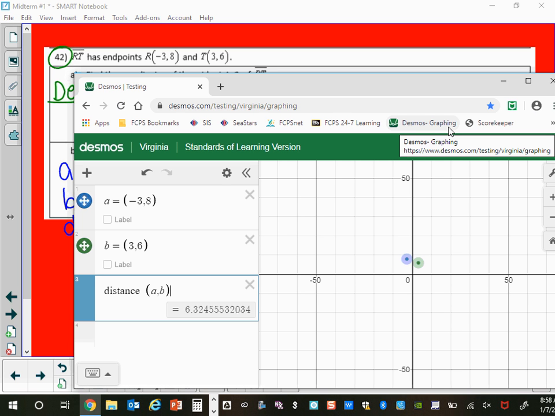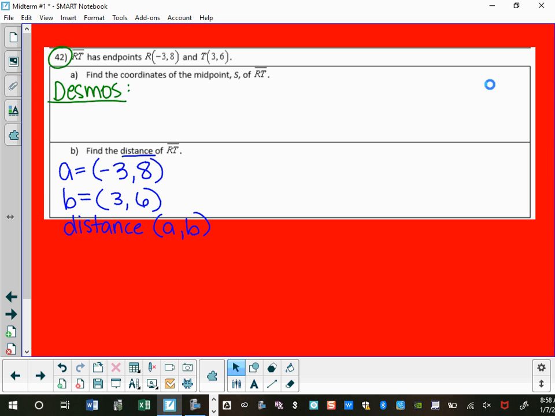If you don't remember to do that, you can use your formula. You just have to know how to plug in your x1, your y1, your x2, and your y2. This way is a whole lot easier. So your distance is 6.32. Any questions there? All right, so we only have 3 more to do together.